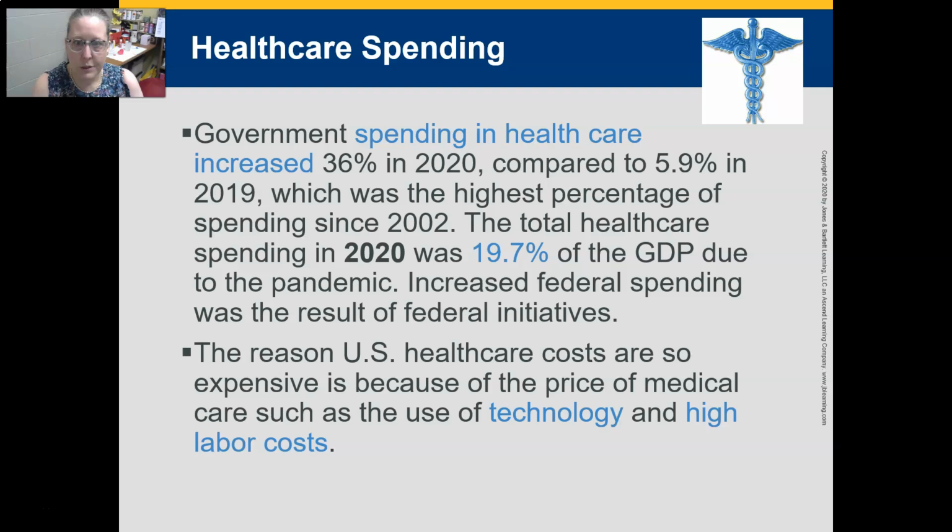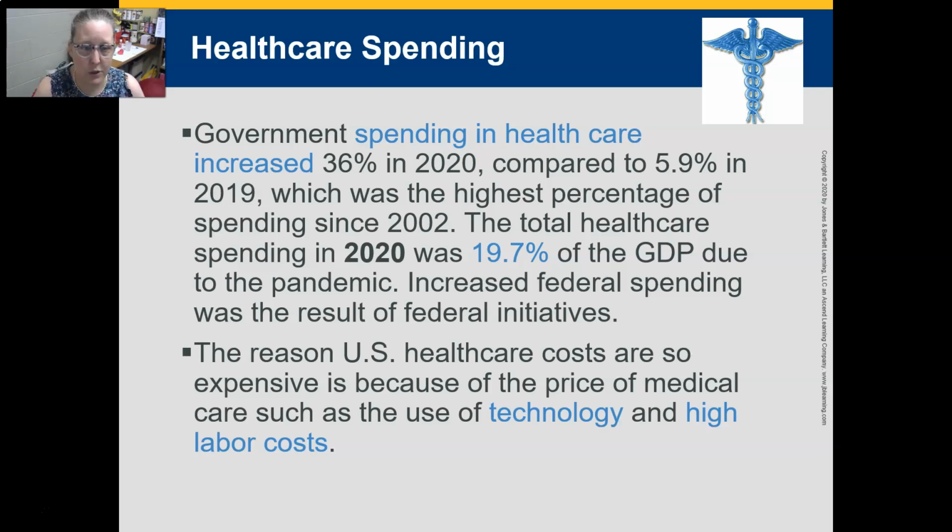Let's talk healthcare spending. Government spending in healthcare increased 36%, so more than a third in 2020, compared to the average of a 5.9 to 6% increase. That was 5.9 in 2019, but it usually does not increase by 36%. And so that was, of course, the highest percentage of spending since 2002.